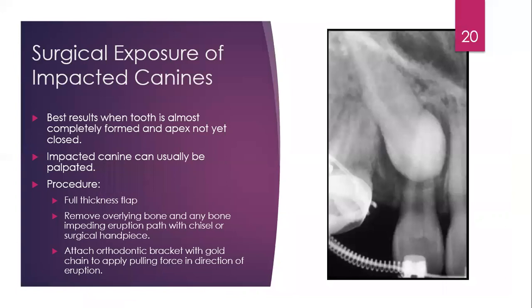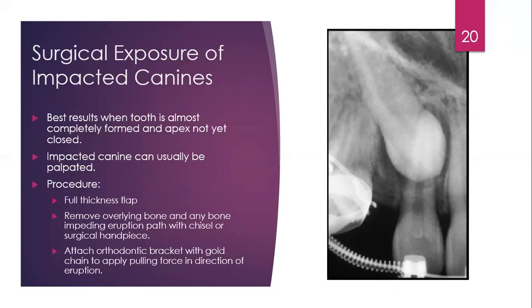So with impacted canines, the best result is when the tooth is almost completely formed and the apex is not yet closed. That's when you want to surgically remove it. An impacted canine can usually be palpated, so you want to feel around when you're doing your clinical examination. Just make sure that you're doing thorough clinical exams.